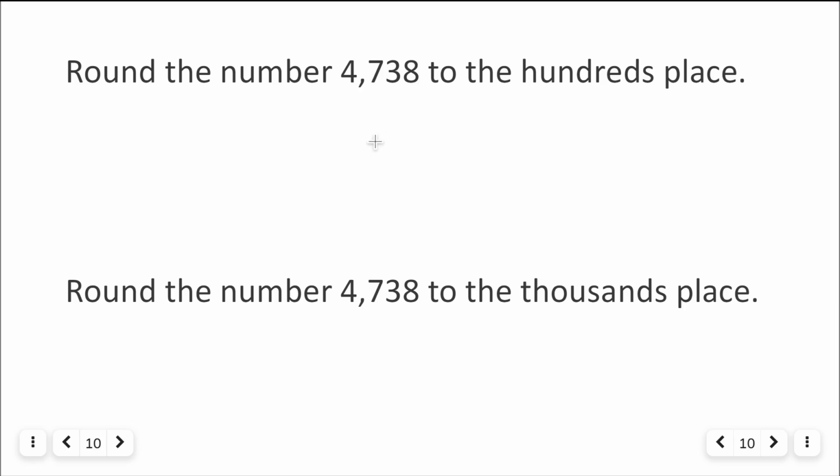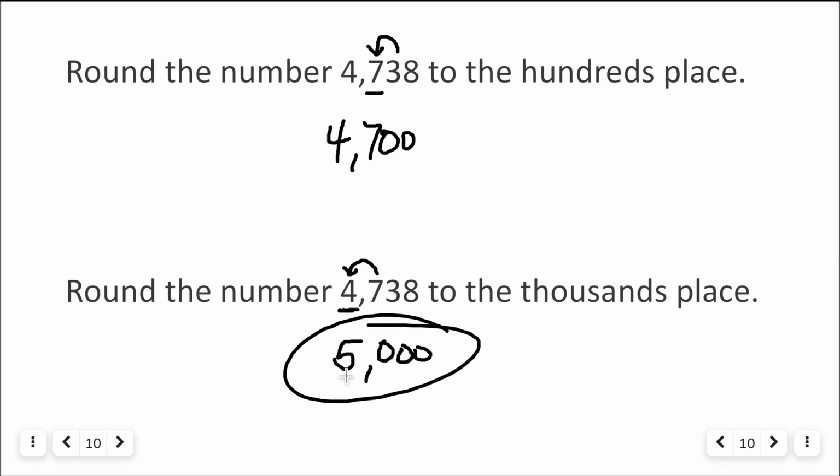Okay, now we want to round the number 4,738 to the hundreds place. So we've got to find the hundreds place. So we have ones, tens, hundreds. Here's my hundreds place. I'm going to use this 3 to round that 7. The 3 keeps the 7 the same. So that's 4,700. And then 4,738 to the thousands place. So here's my thousands place. I'm going to use that 7 to round the 4. It rounds it up to a 5. So that makes 5,000. So there's my answer for those two.